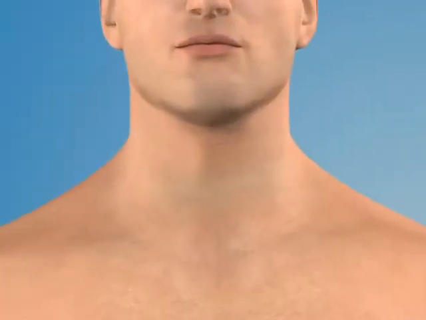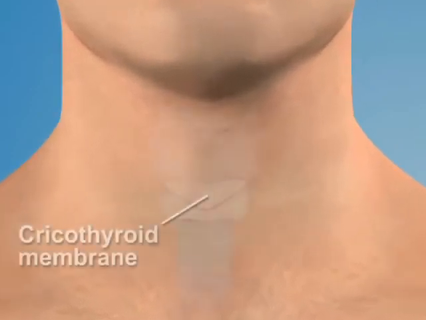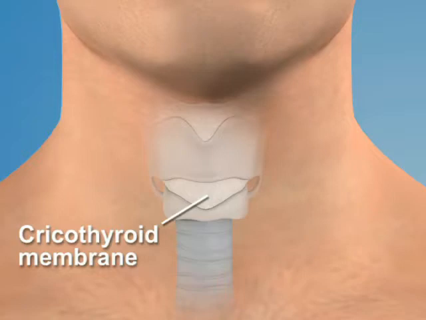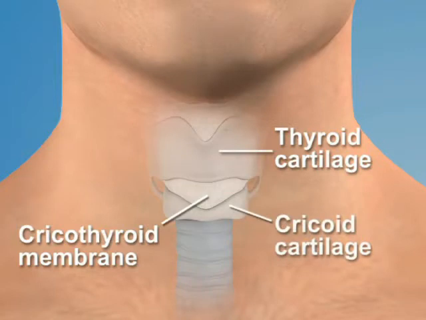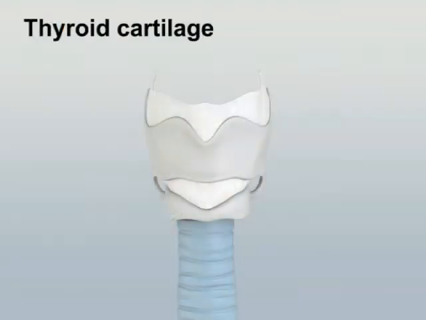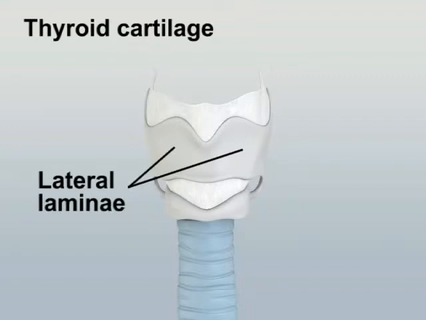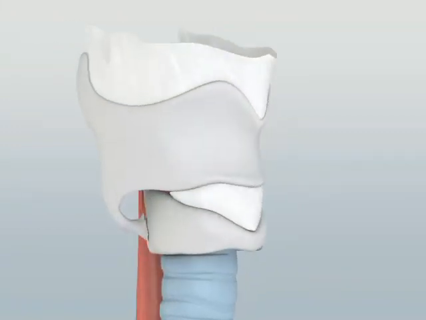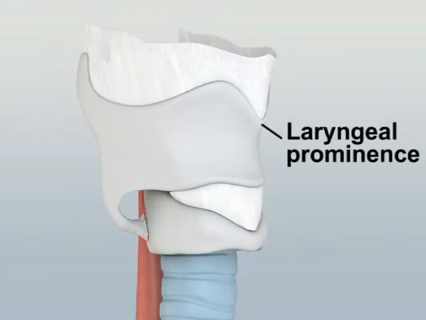The cricothyroid membrane is an elastic membrane located in the anterior midline of the neck. It is bordered superiorly by the thyroid cartilage and inferiorly by the cricoid cartilage. The thyroid cartilage consists of two lateral laminae that join at an acute angle in the midline to form the laryngeal prominence, which is more pronounced in males.